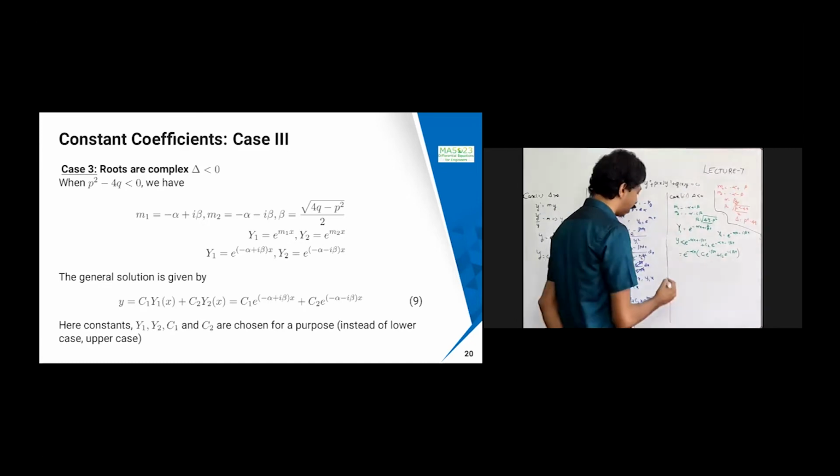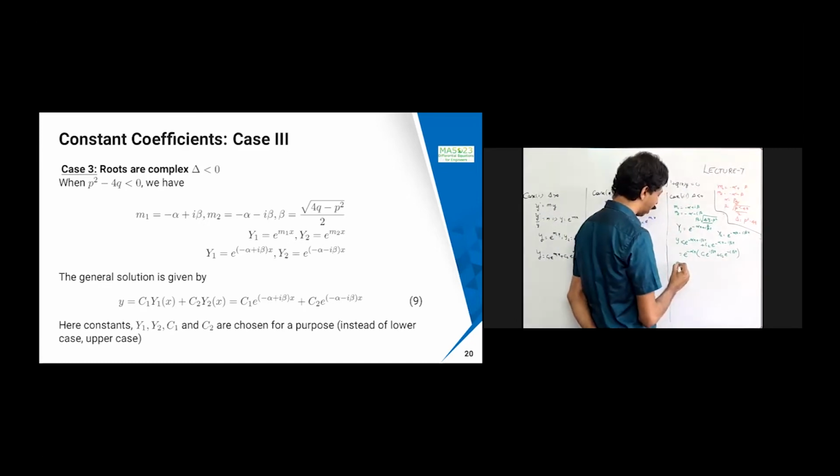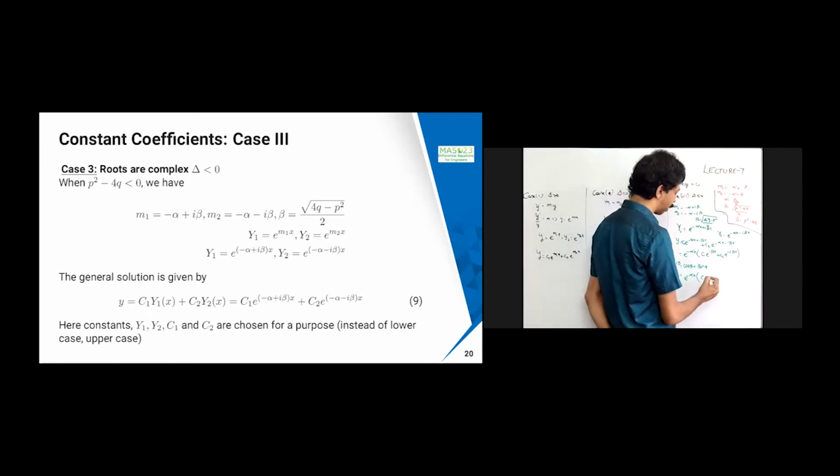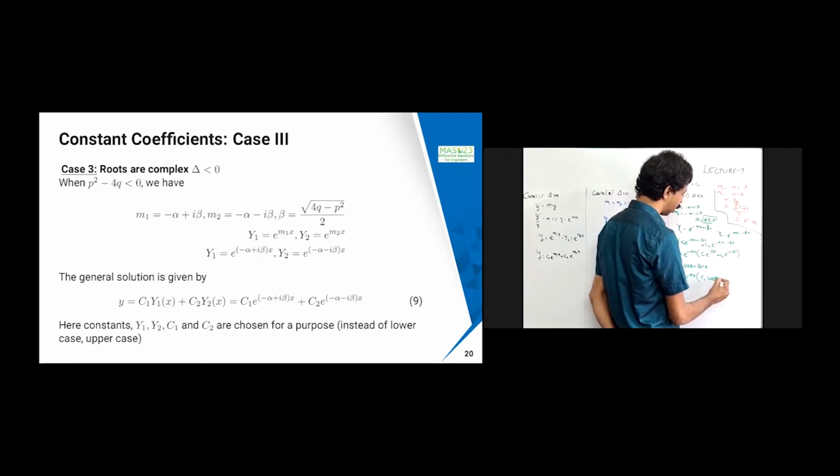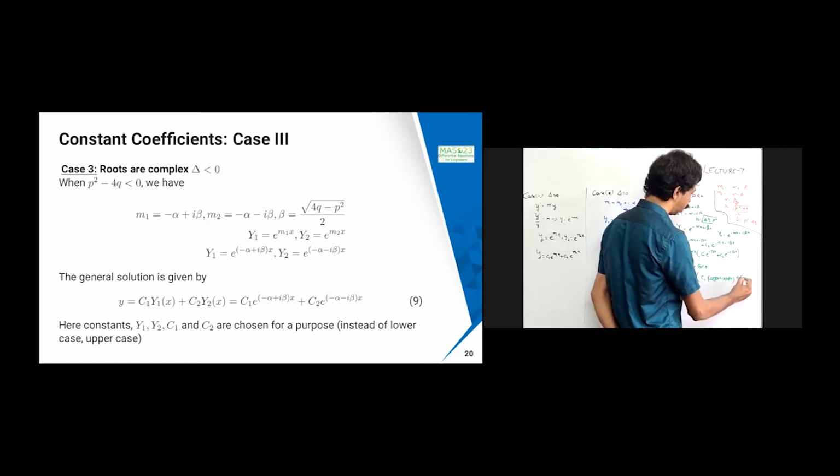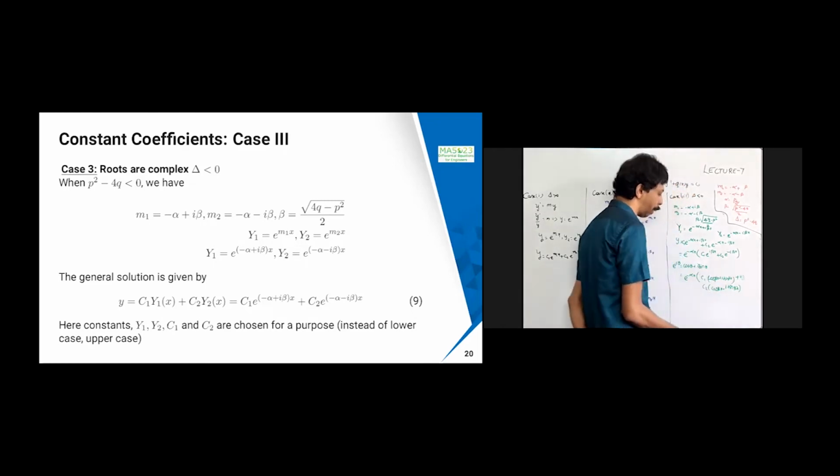Now by Euler's identity, e power i theta is equal to cos theta plus i sin theta. So I can substitute it over here. Therefore, this is going to become e power minus alpha x into c1 into cos beta x plus i sin beta x, plus c2 into cos beta x minus i sin beta x, because sine of minus beta is going to be minus sine beta.